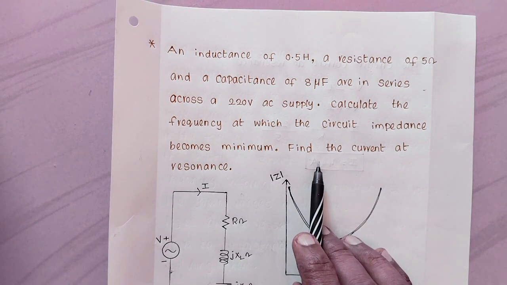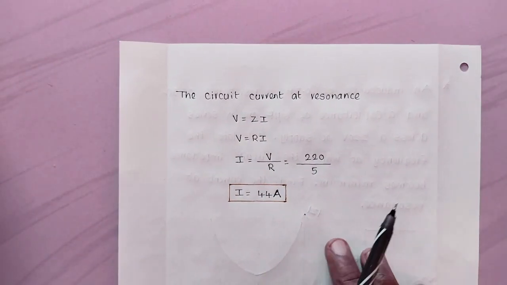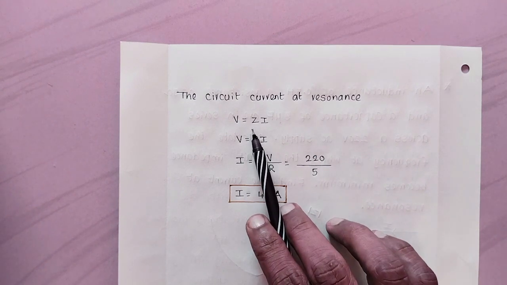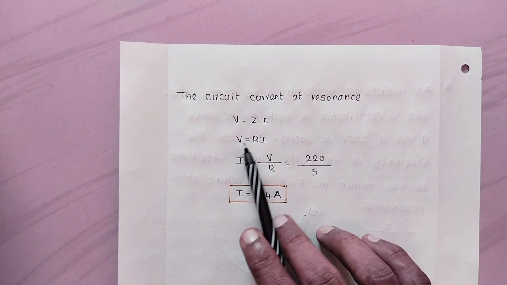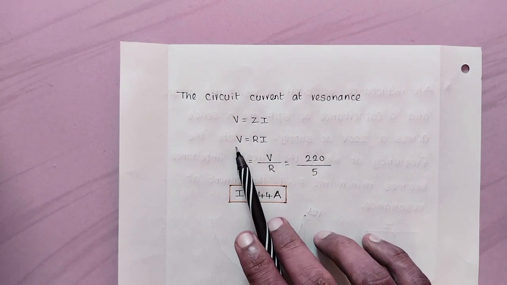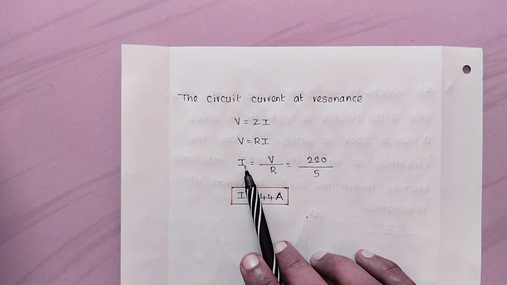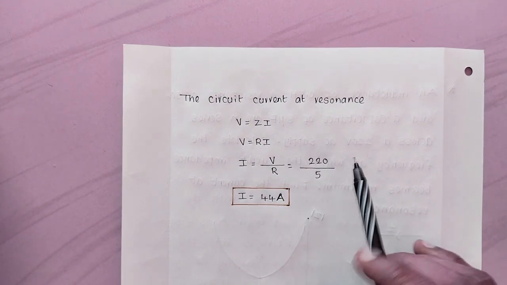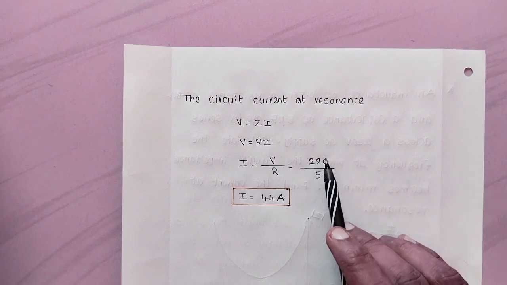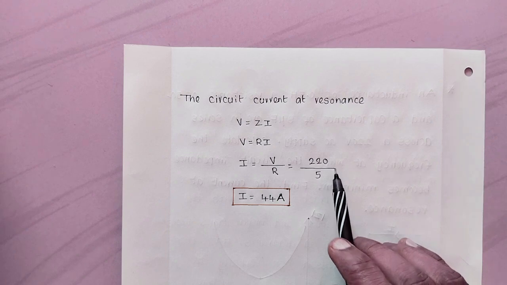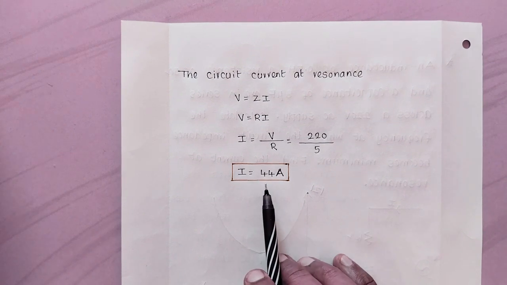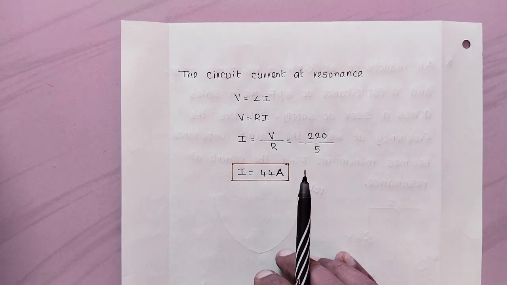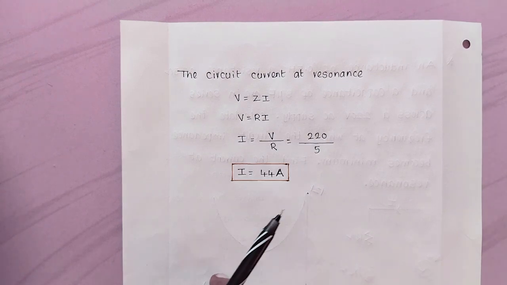So one more question is, find the current at resonance. In general, V equal to ZI, where Z is the impedance offered by the circuit. At resonance, Z equal to R, so V equal to RI, but we want current equal to voltage by resistance. The voltage of the circuit is 220 volts. The circuit is connected to the 220 volt supply and the resistance is 5 ohms. So 220 by 5, I equal to 44 amperes. So the current in the circuit at resonance is 44 amperes.